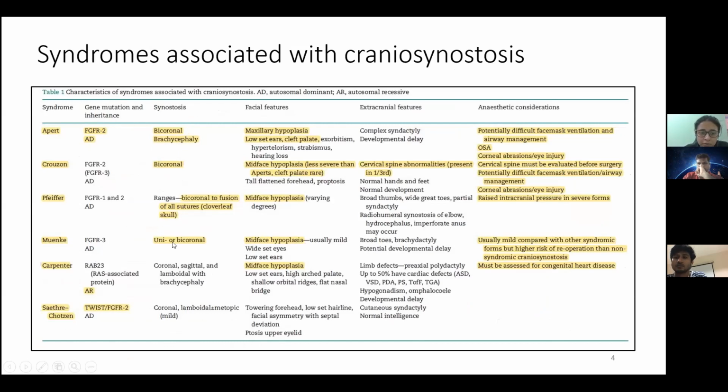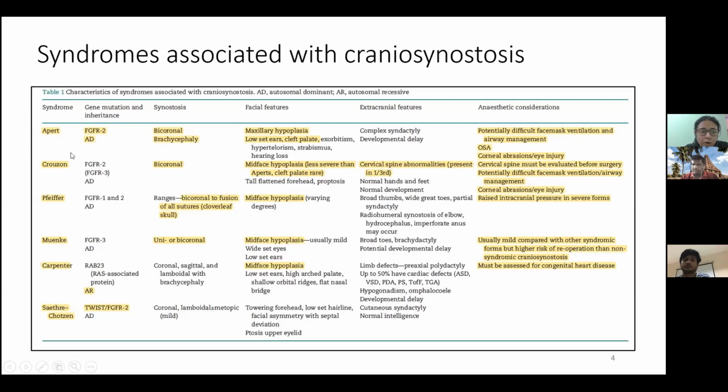The common synostosis here is uni or bicoronal. The facial features are midface hypoplasia. Compared to the other syndromes, the facial features are usually milder in Muenke syndrome, but these patients generally have low frequency sensorineural hearing loss, and potential developmental delay may be there. It's milder compared to other syndromes, but there is higher risk of reoperation compared to non-syndromic craniosynostosis.